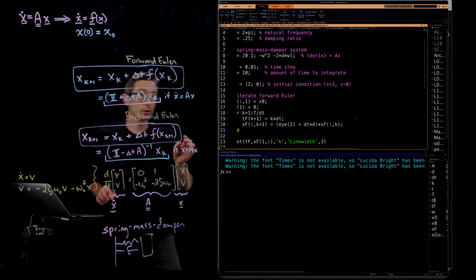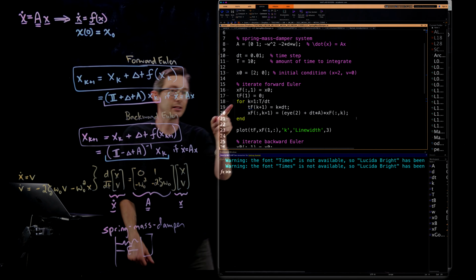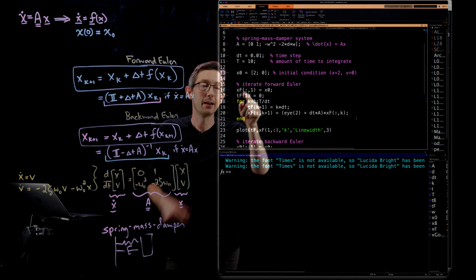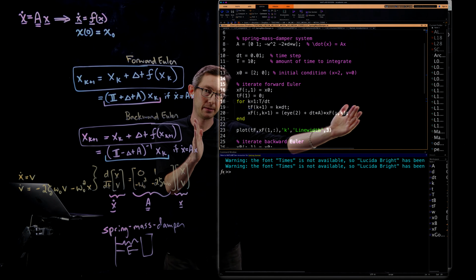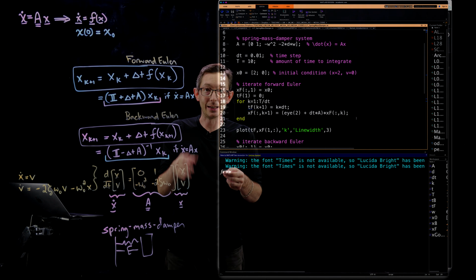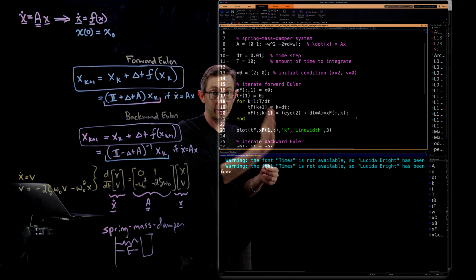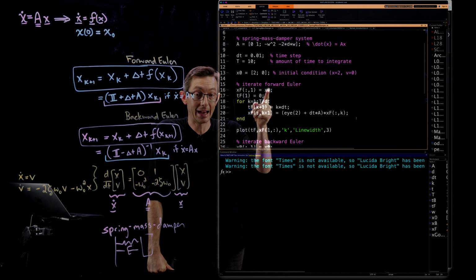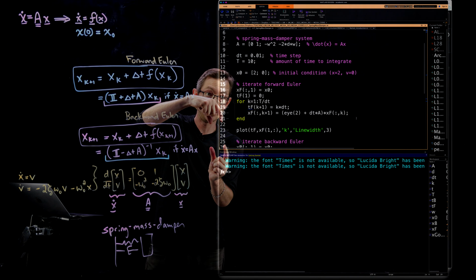So forward Euler is pretty easy. I basically am going to create this state x big F. That's my forward Euler state. And this is going to be a matrix where each column is x and v at that time step. Okay, so it's going to be advancing forward in time. And so the first column is just x naught, v naught.